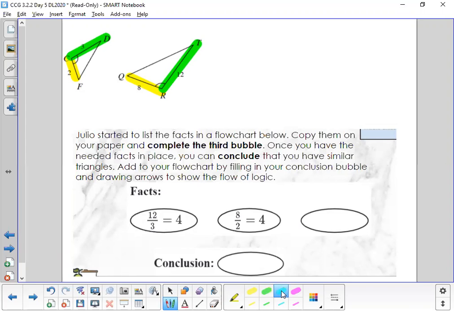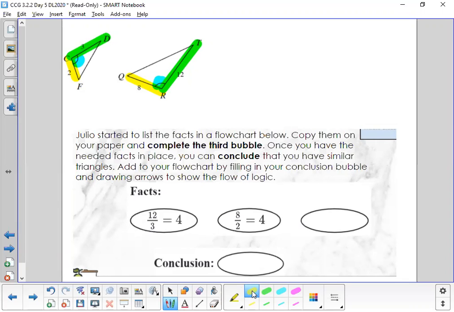And then that leads me to my angles. Angle C and angle R are marked as congruent. So I know that those two things are congruent. So those are the facts that I have in my diagram. So each fact should have its own fact bubble in my flowchart.